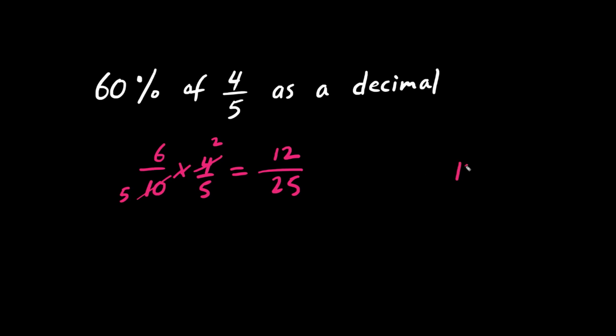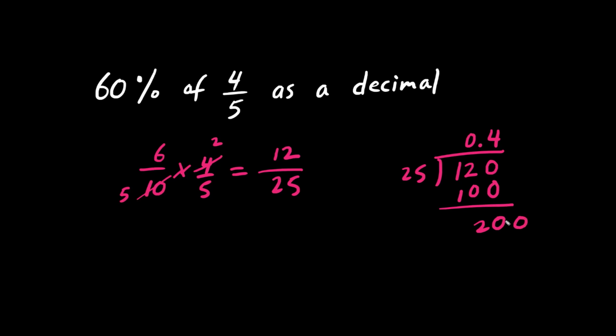What is 12 divided by 25? Put a decimal here. 25 does not fit into 12, so we'll write 0 here. Drop a 0 here. Does 25 fit into 120? We know that 25 times 4 is 100. When we subtract, we get 20.